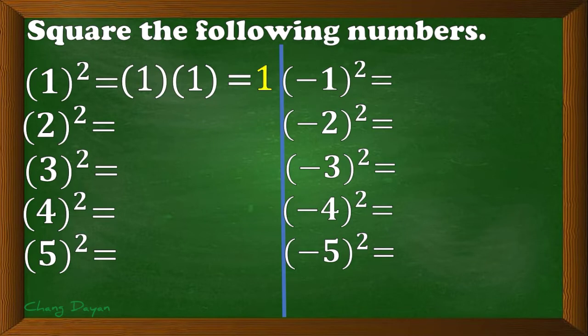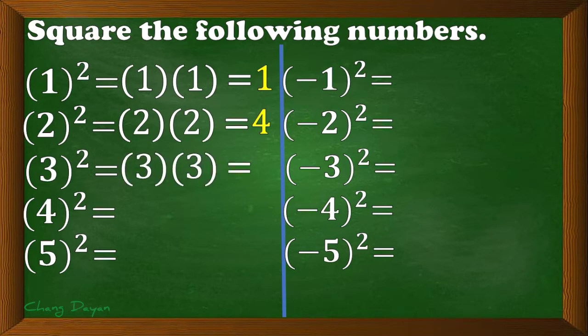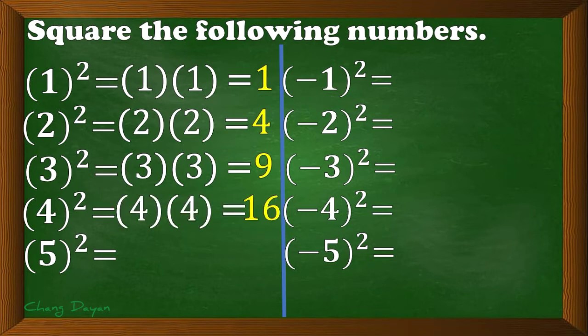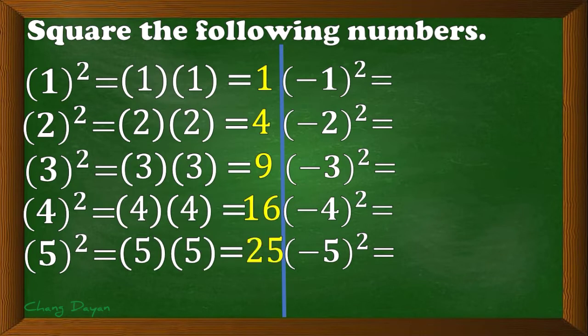2 times 2, we have 4. 3 square means 3 times 3, the answer is 9. 4 square means 4 times 4, the product is 16. 5 square means 5 times 5. The product is 25. Same din sa negative numbers.